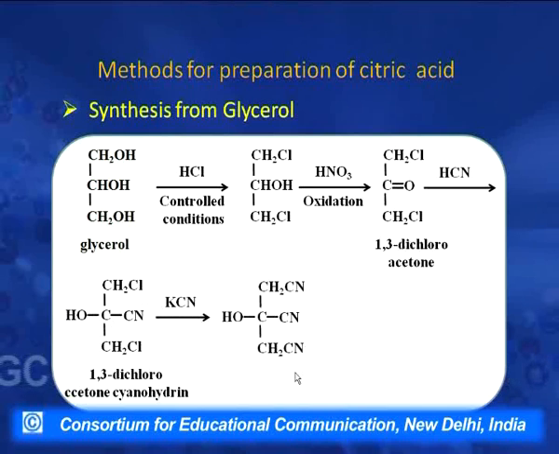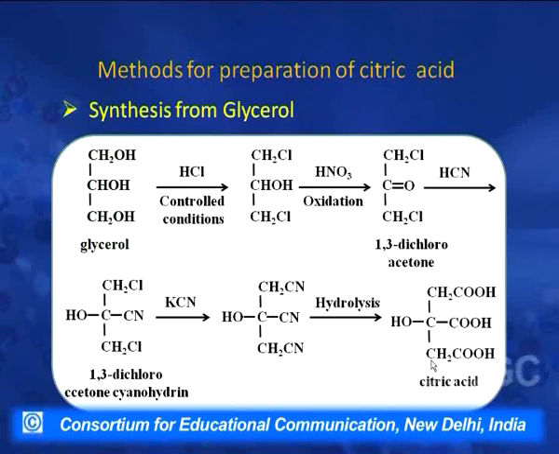a tricyano derivative, and this is hydrolyzed. So these tricyano groups on hydrolysis give tricarboxyl groups and we get citric acid in this way. This is one of the important methods which is used for the commercial production of citric acid starting from glycerol.